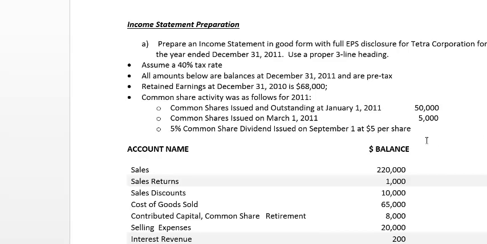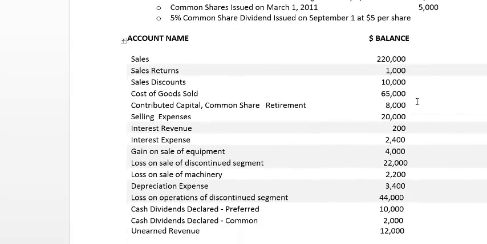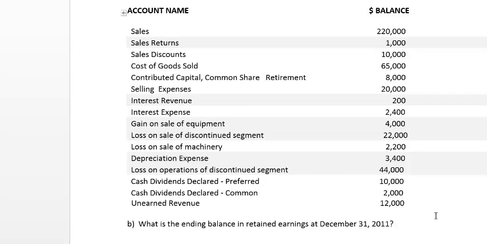And the reason they gave you this information is because they want you to calculate a new number for weighted average common shares, or WACS. And you'll use that as the denominator in your EPS calculation. So notice here we've given you some account names, and you're going to have to decide which accounts go on the income statement and how do you display them. And then at the end in Part B, we just want you to calculate the ending balance of retained earnings.